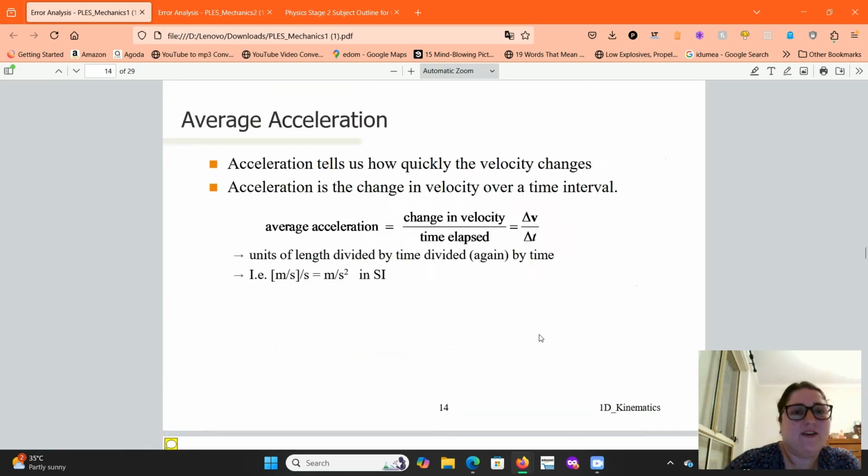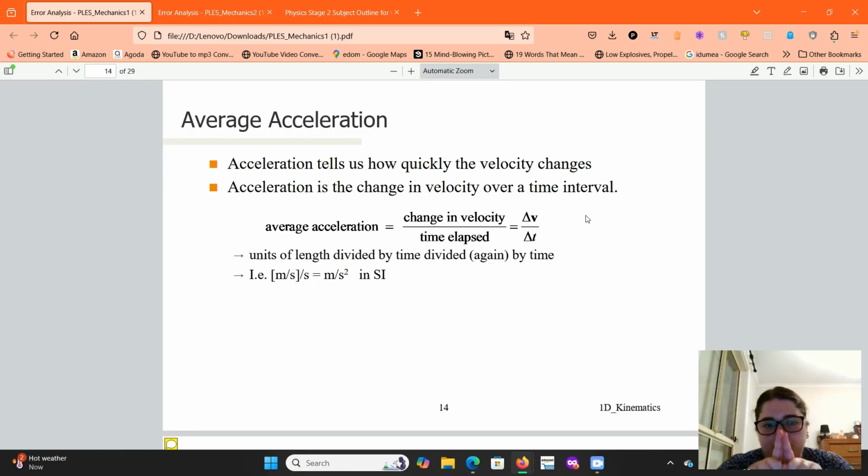Next. Average acceleration. Acceleration tells us how quickly the velocity changes. Acceleration is the change of velocity over a time interval. So we have average acceleration is equal to change in velocity divided by time elapsed. a equals delta v over delta t. That should be on your formula sheet.